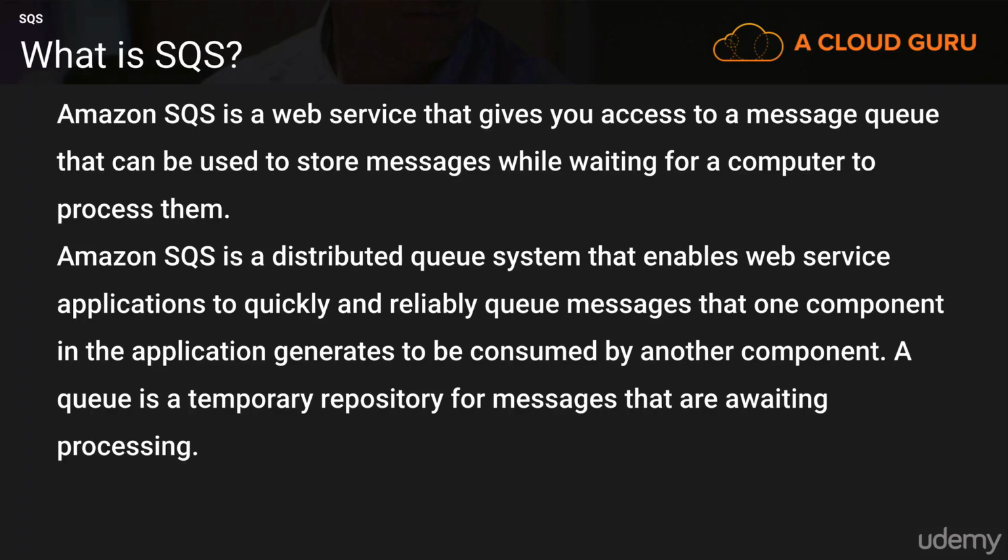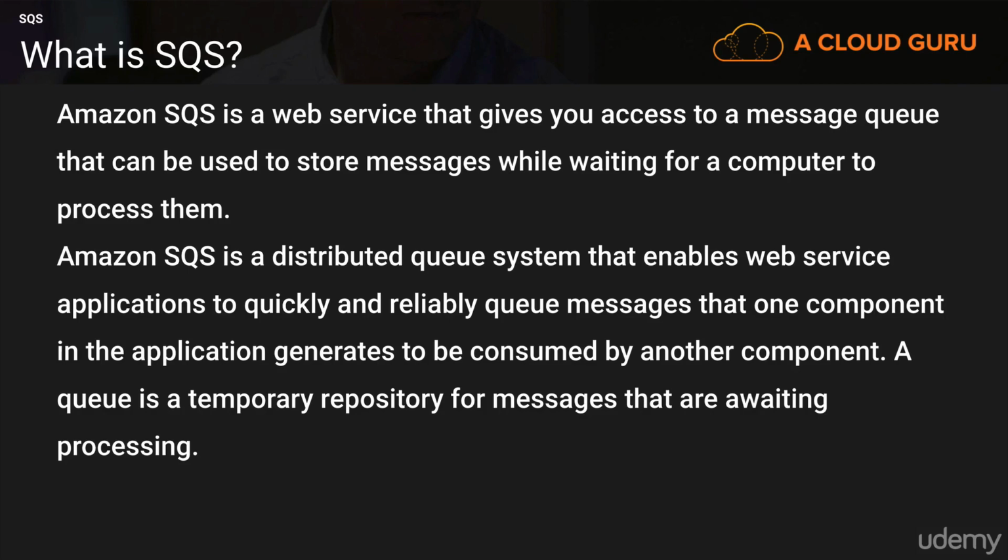So let's talk about what SQS is. This entire lecture is theoretical. We're going to look at different examples, but it can be quite wordy, so just see if you can follow me. So Amazon SQS is a web service that gives you access to a message queue that can be used to store messages while waiting for a computer to process them.